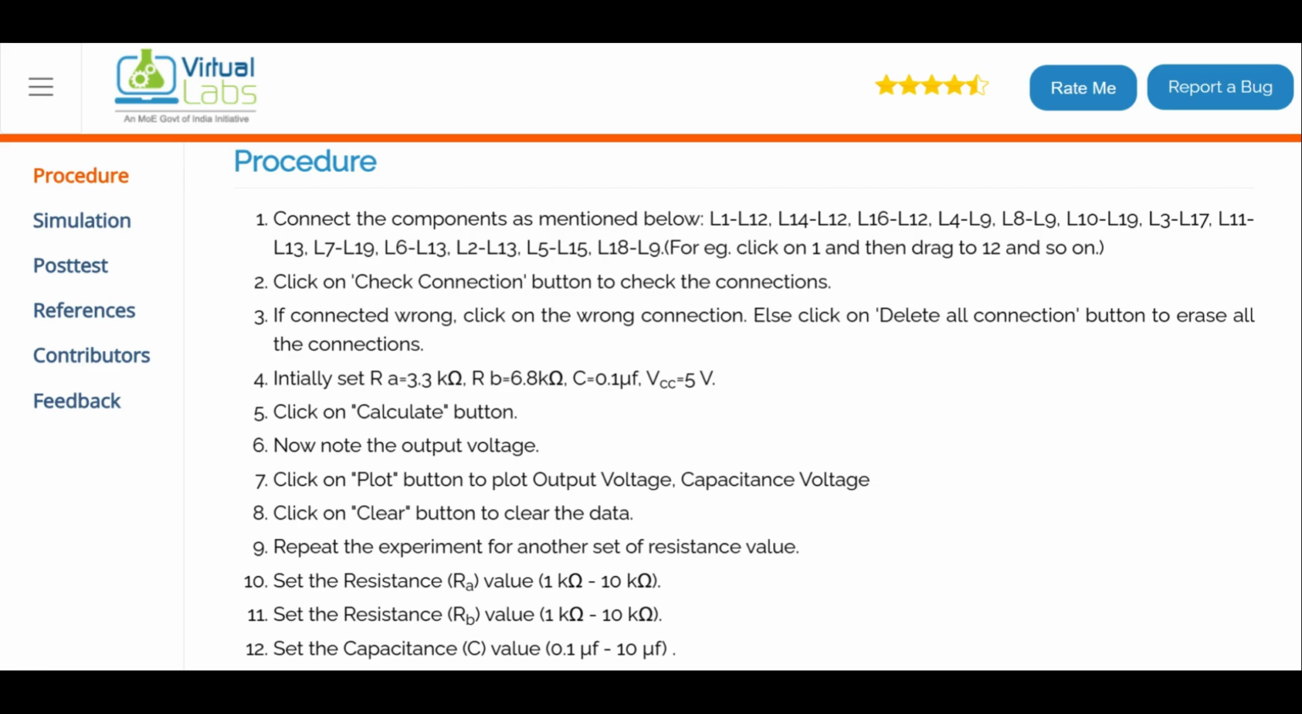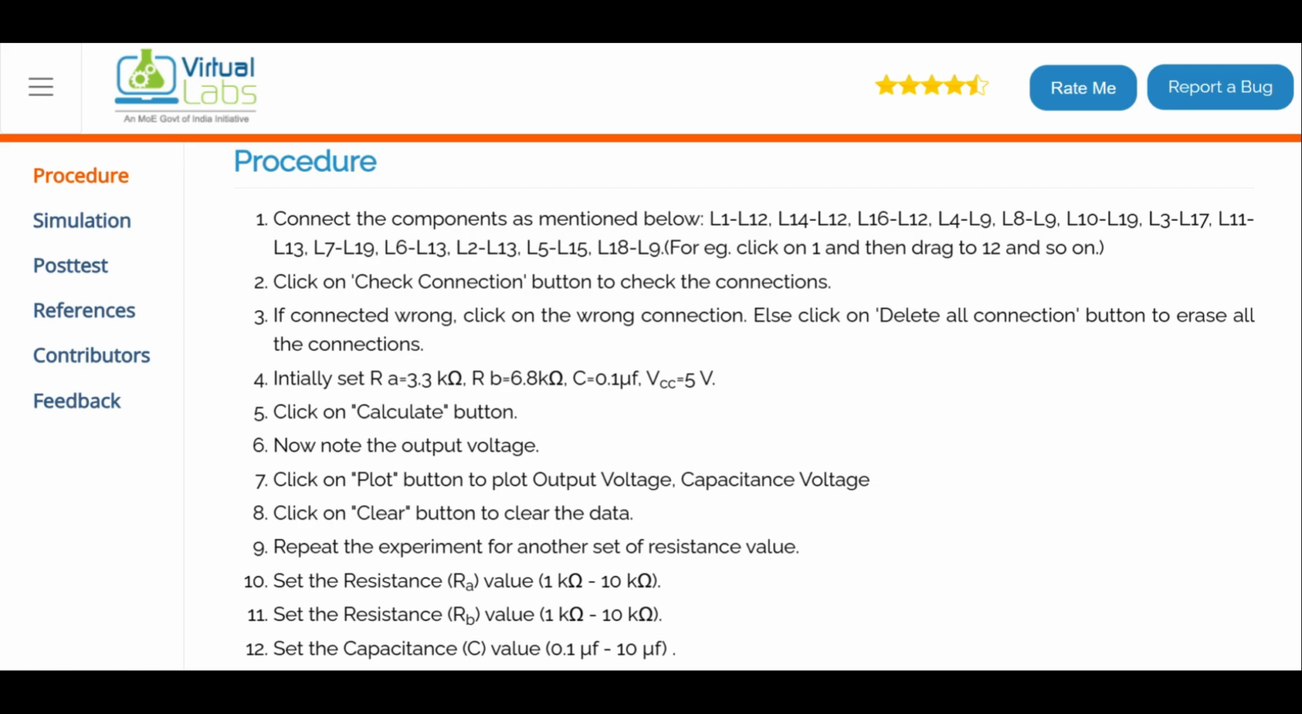Click on Check Connection button to check the connections. If connected wrong, click on the wrong connection. Else click on Delete All Connection button to erase all the connections. Initially set RA equals 3.3 kiloohms, RB equals 6.8 kiloohms, C equals 0.1 microfarads, VCC equals 5 volts. Click on Calculate button. Now note the output voltage.